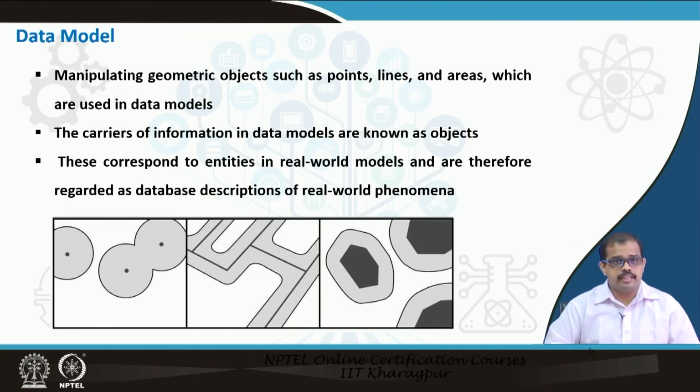These correspond to entities of the real world models and are therefore regarded as database descriptors. When you look at the entire real world phenomenon, these become data descriptors, the carrier of information of the real world for the data model. So the point, line and polygon in a vector model are now called descriptors, real world descriptors, or your information nodes.